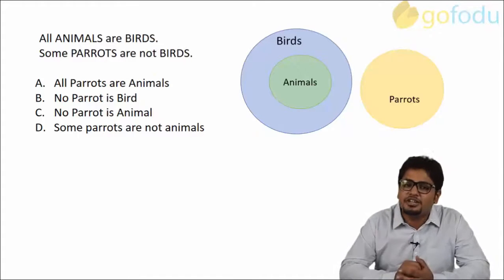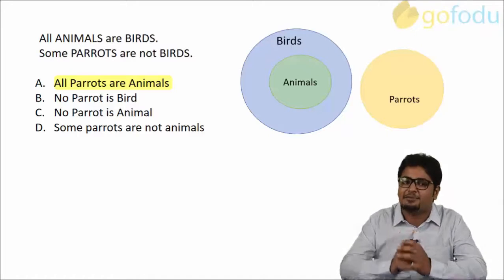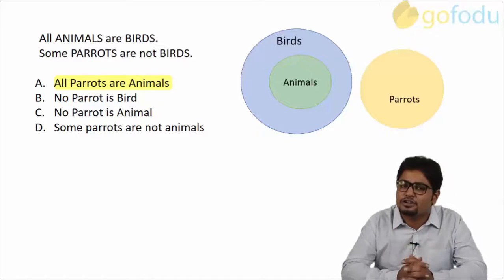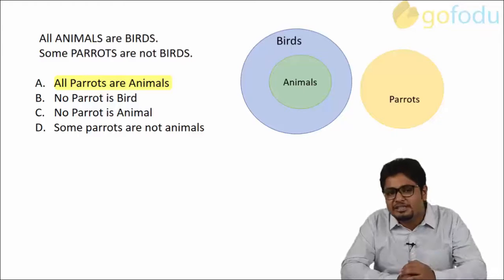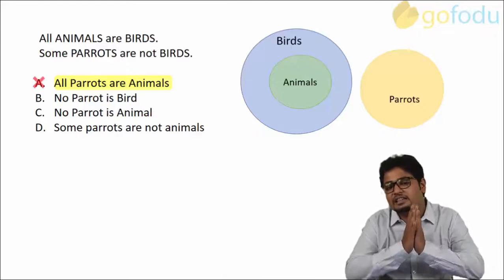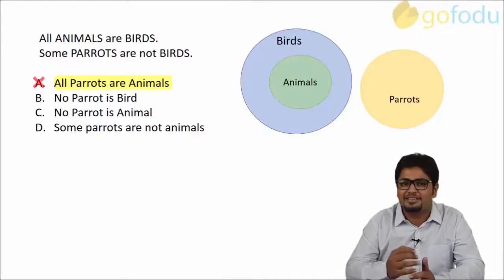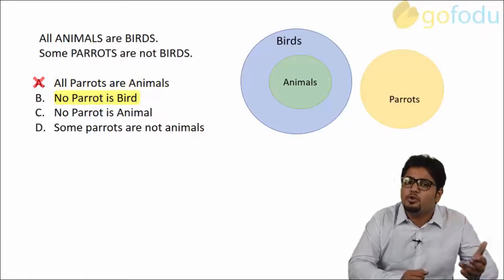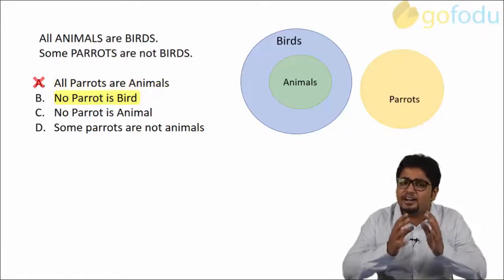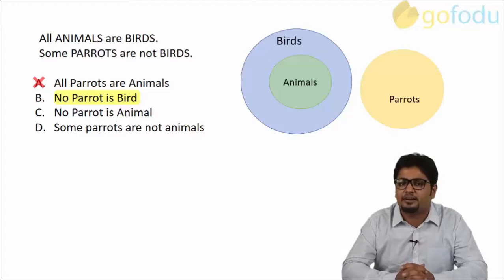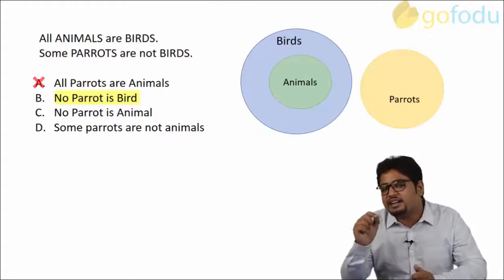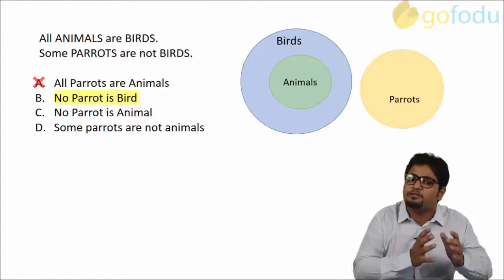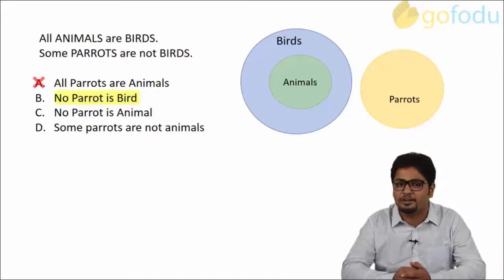The first conclusion is all parrots are animals. A positive conclusion which is false according to the basic diagram. So, it is definitely false. Second conclusion, no parrot is a bird. It is true according to the basic diagram. But since it is a negative statement, we have to check for the other possibilities as well.